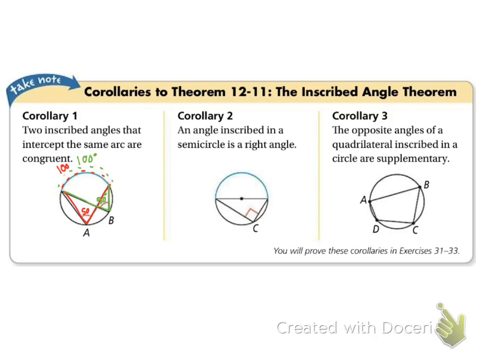Second one's kind of obvious. If you have a semicircle arc, that goes with a right angle. And our third one says that opposite angles of a quadrilateral inscribed in a circle are supplementary. So let's break that down. Quadrilateral, that's a figure with four sides, right? So here's one. If it is inscribed in a circle, that means that all of these points are on the circle. Okay, they're not out and they're not inside. They have to be touching the circle. Then these angles add up to 180 and these angles add up to 180.